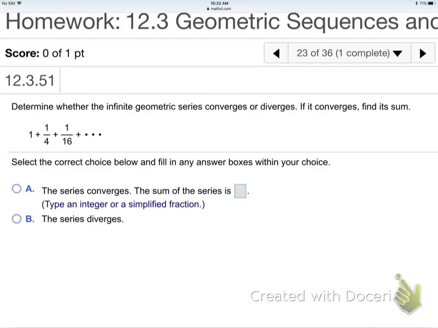Okay, so here we have another one. Well, let's rewrite it right here: 1 plus 1/4 plus 1/16 plus dot dot dot.